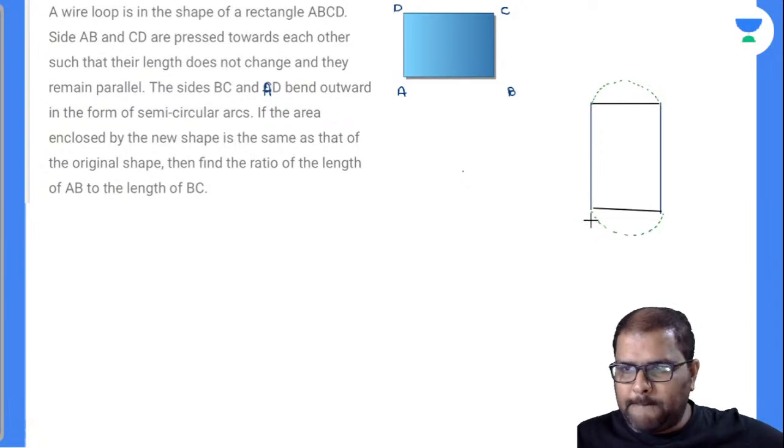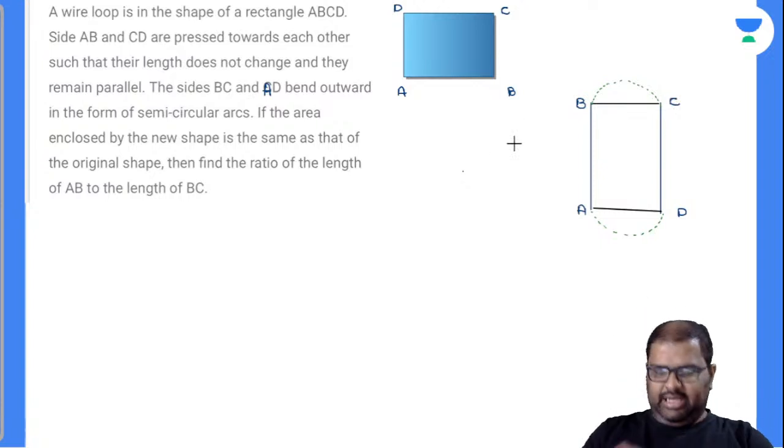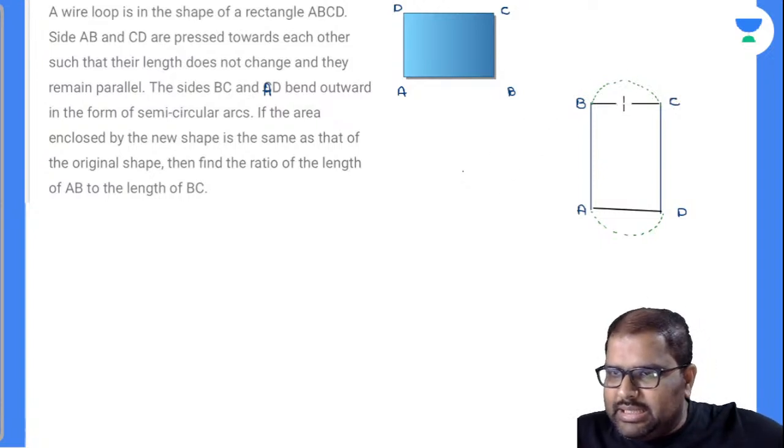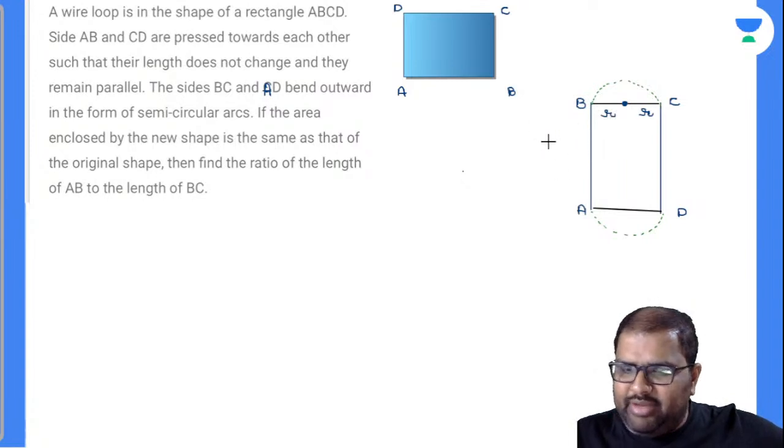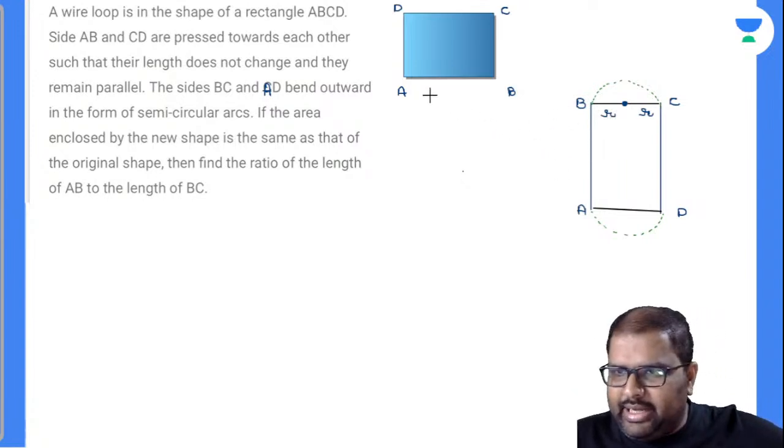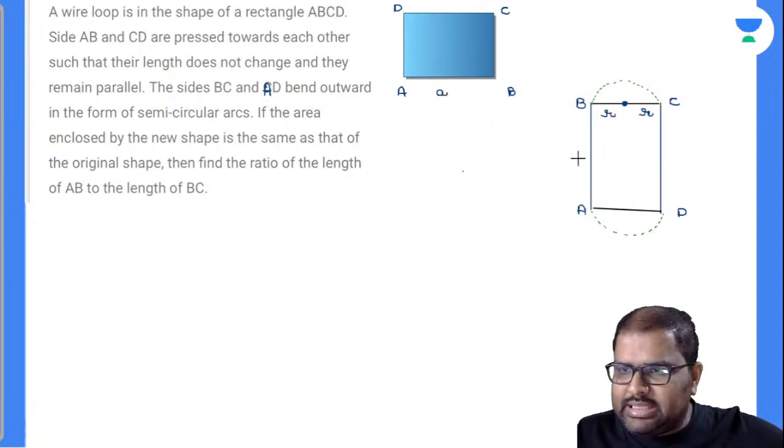These lengths protruded, meaning these lengths AD protruded outside, BC protruded outside. Okay, ABCD perfectly done. Now closely observe that this is nothing but the radius of the semicircular arc. I'll take down this as R, and this as R. Now the length will be the same; I'll take down the length as A, small a, here.